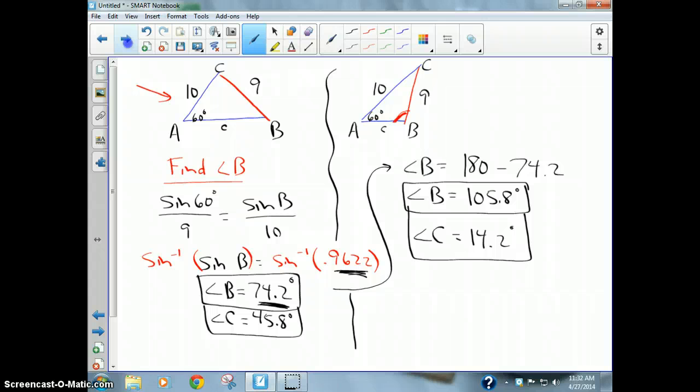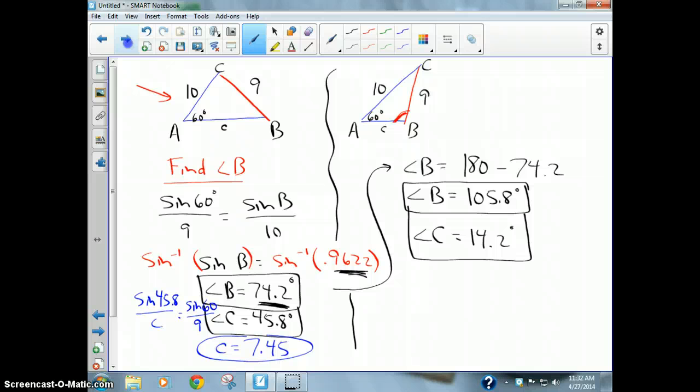Now, to find side C, the sine of 45.8 over C is equal to, and I can use angle A, sine 60 divided by 9. If you cross multiply and divide and figure out C here, you'll find out C is 7.5. And we have solved the small triangle.